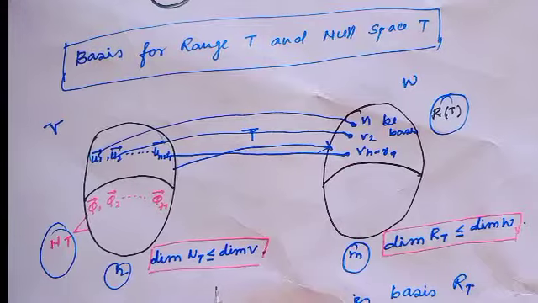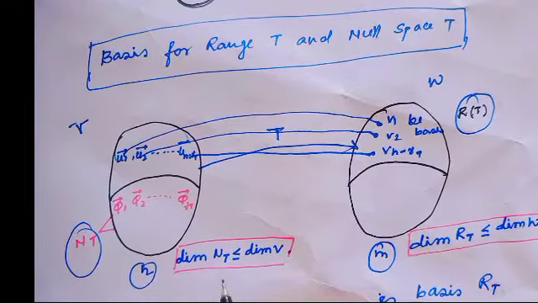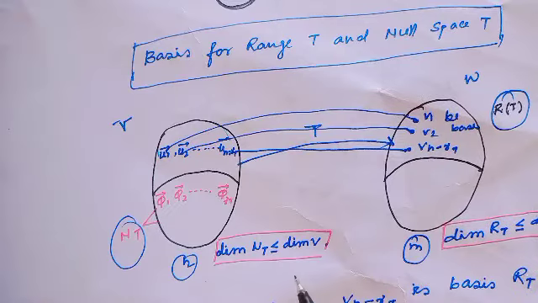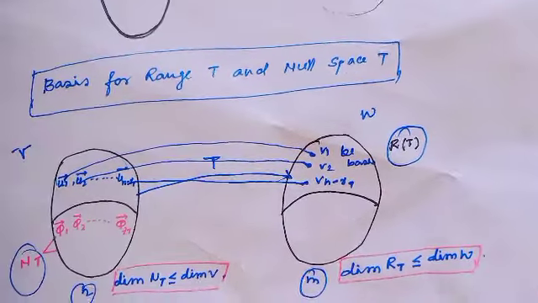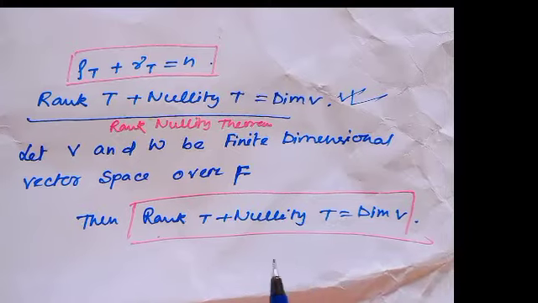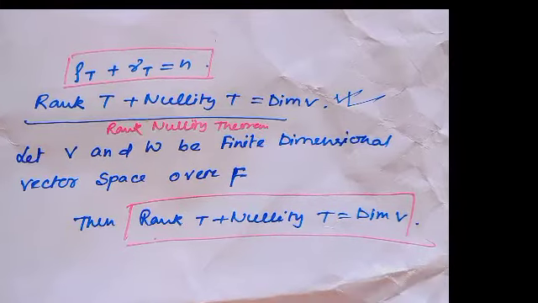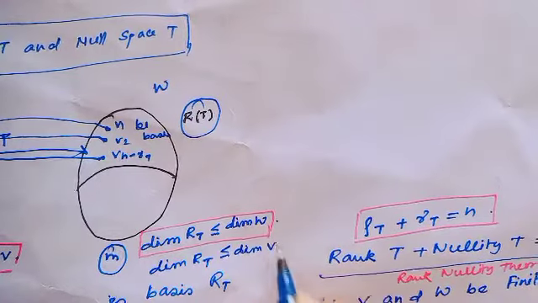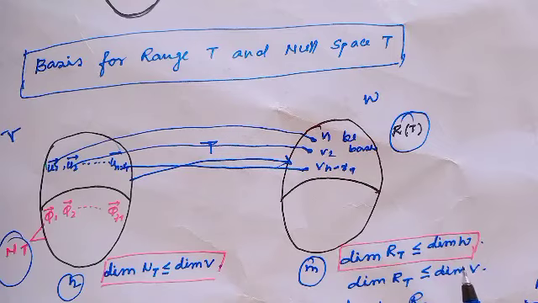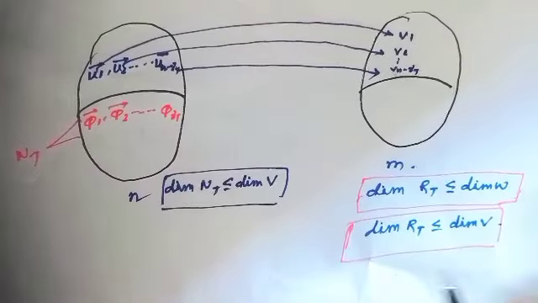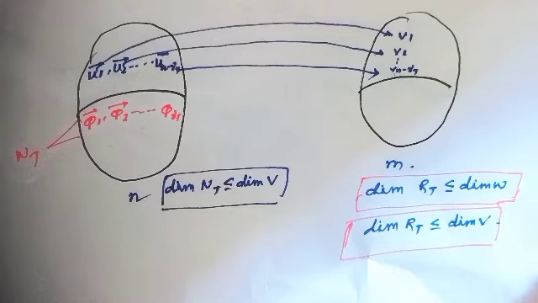That means, by this expression, we can tell easily dimension of nullity T is always less than or equal to dimension of V and dimension of range T is always less than or equal to dimension of W. Because null space is a subspace of the vector space V and range space is a subspace of the vector space W. But from the rank nullity theorem, I have got rank T plus nullity T equals dimension of V. So, rank T cannot exceed dimension of V. That means rank T cannot exceed dimension of W as well as dimension of V.